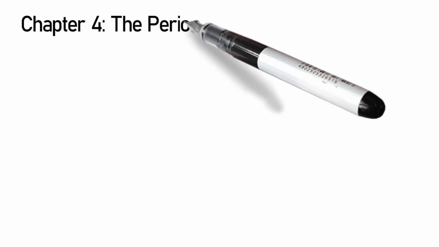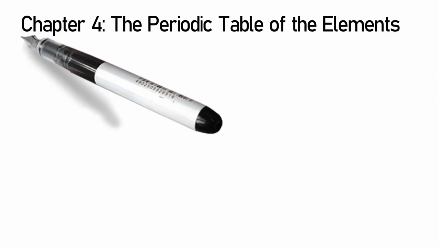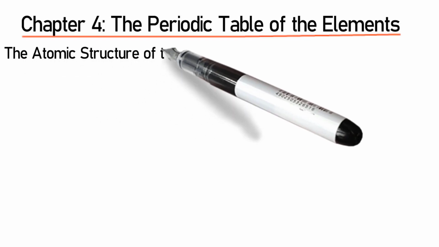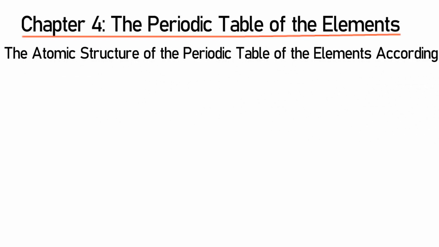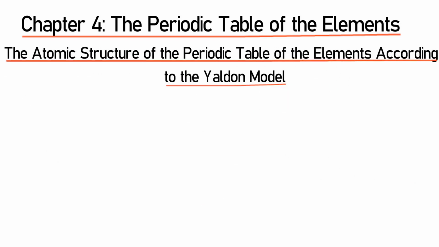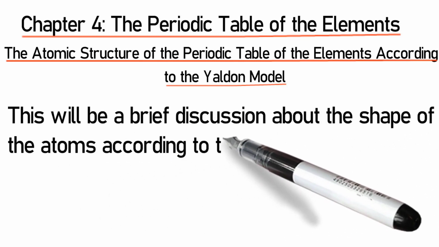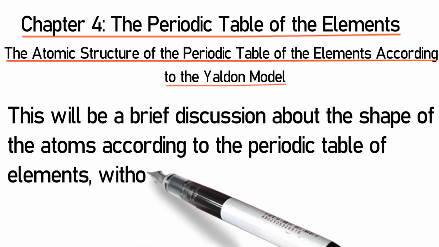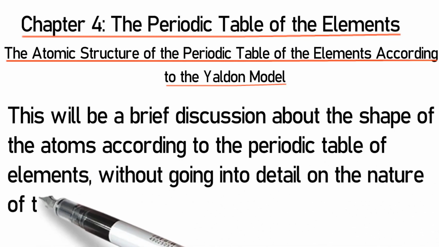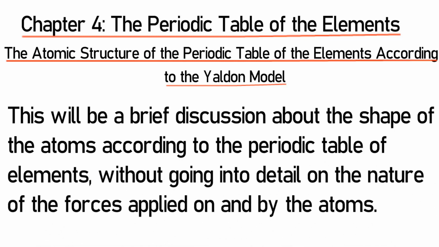Chapter 4. The Periodic Table of the Elements. The atomic structure of the periodic table of the elements according to the Yaldon model. This will be a brief discussion about the shape of the atoms according to the periodic table of elements without going into detail on the nature of the forces applied on and by the atoms.